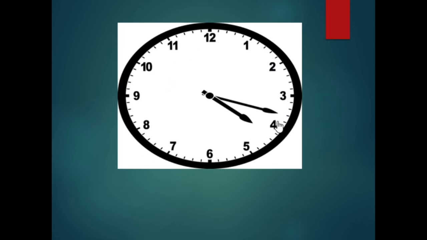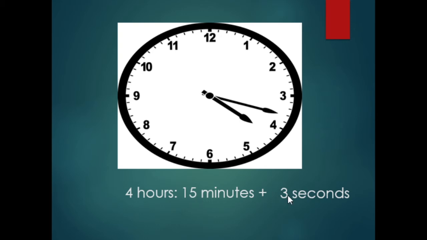Another example, we have here numbers already. It's 1, 2, 3, 4 until 12. Short hand is near 4. It's the 4th hour. So the long hand now is nearer 3. So it's the 15th minute plus the long hand is pointing at the 3rd second after the 15th minute. It's 3 seconds. Now 15 plus 3 equals 18. So we have here the time is 4:18. Okay?